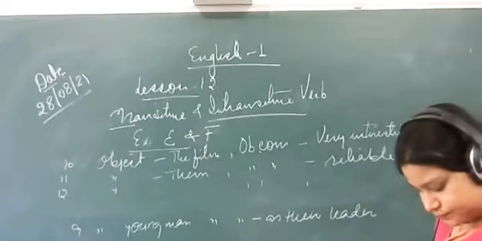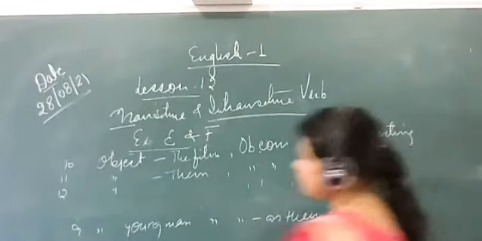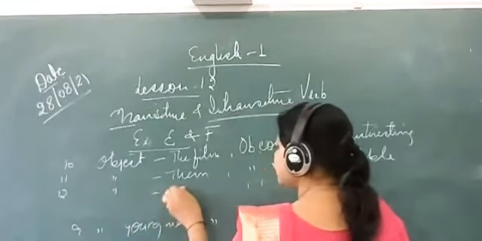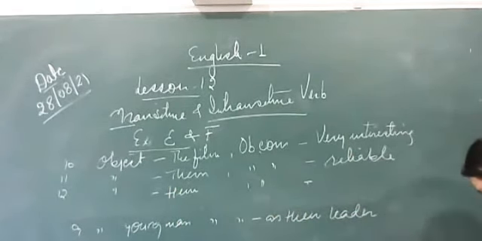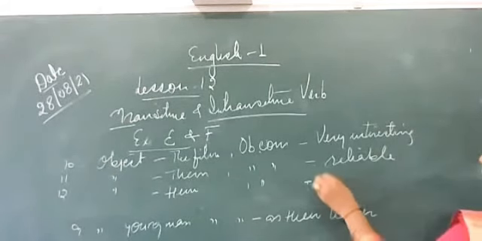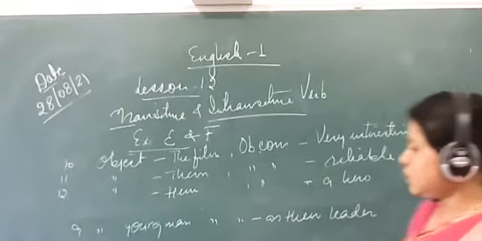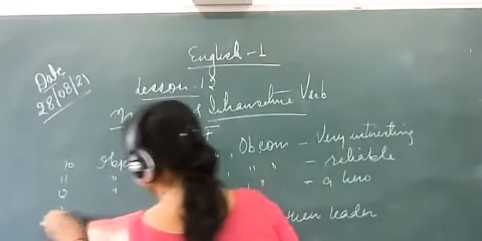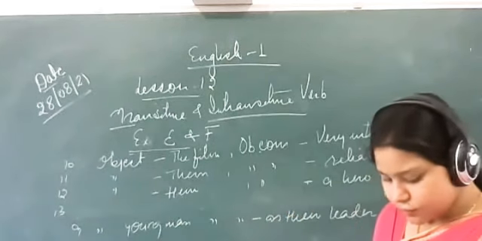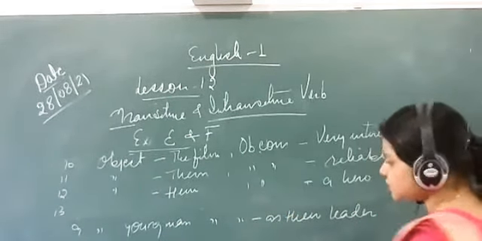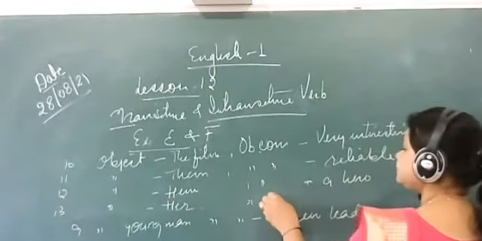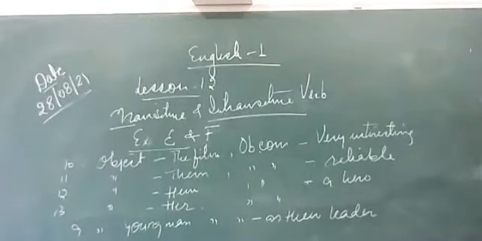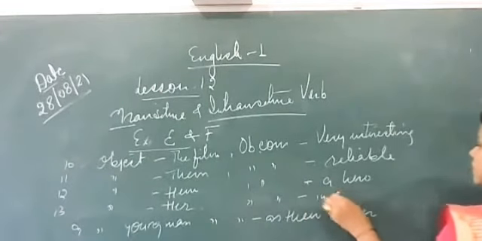See, 12. Here, object is him. Okay. What about objective complement? A hero. A hero. Then 13. See the 13? They did not want to put her in command. So object is her. Object is her. Okay. What about complement? Your complement is in command.